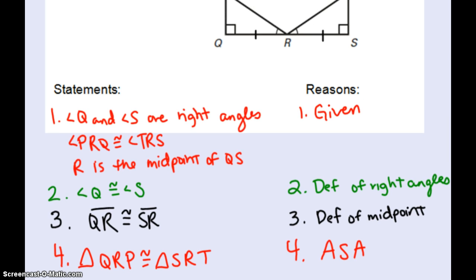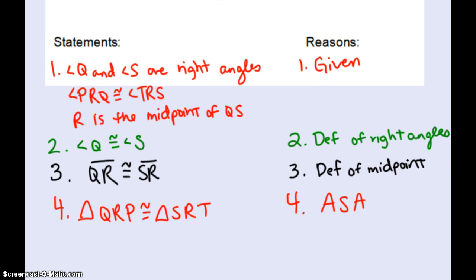Let me just verify that's written correctly. Q and S are congruent, yes. QR and SR are congruent in length, yes, so that leaves P and T. So we have correctly named this.